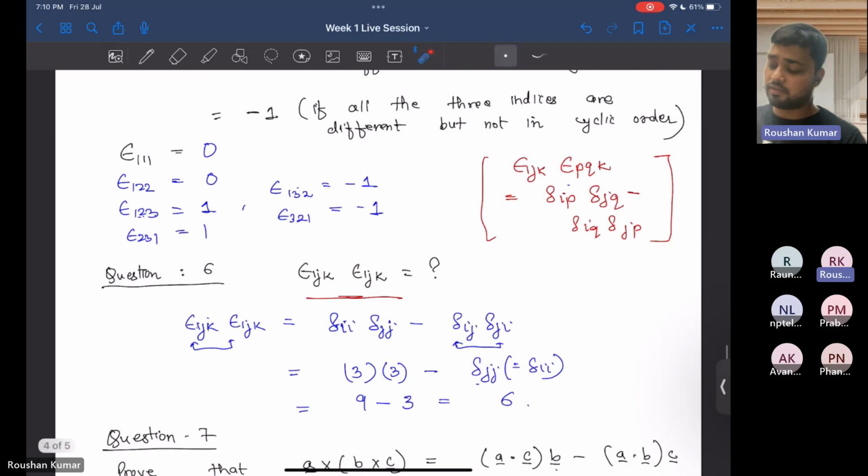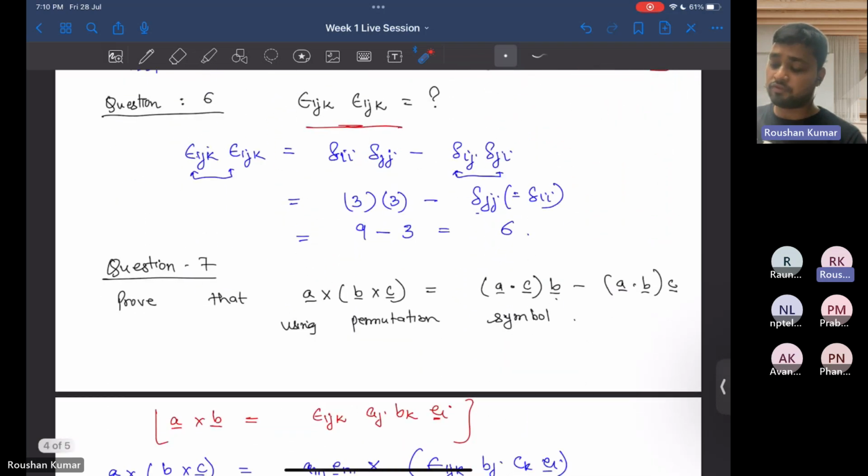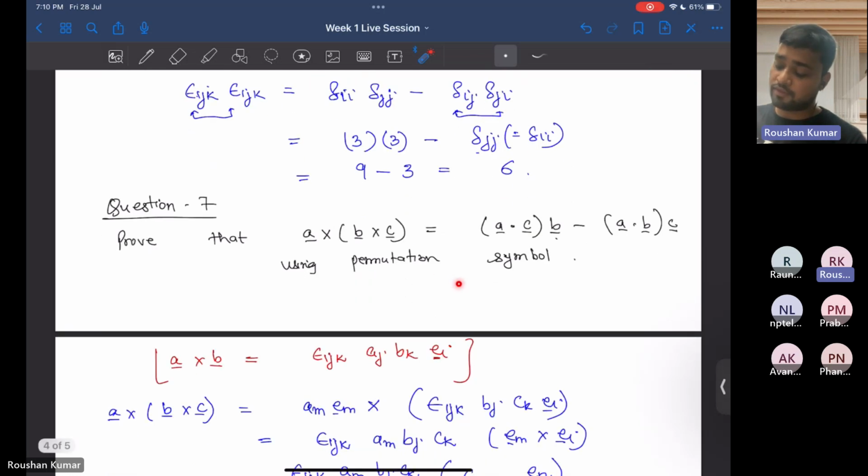Then I solved the next question, which is also based on the permutation symbol, that is, a cross (b cross c), and it gives us (a dot c) times b minus (a dot b) times c. So this is nothing but the vector triple product, and I have to solve it using the permutation symbol. Before solving it, I had explained the cross product of two vectors in permutation symbol. If you want to write it in index notation, it can be written as ε_ijk a_j b_k e_i.